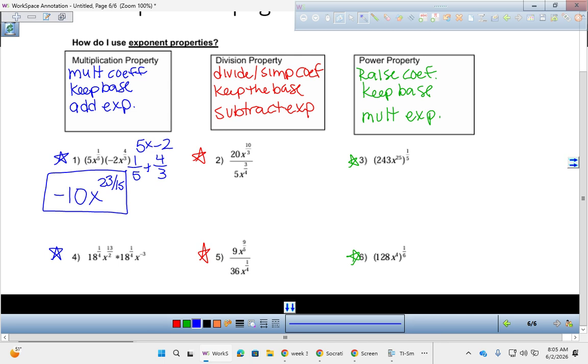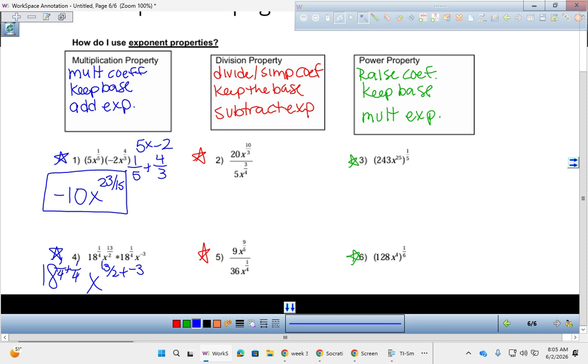All right? Now, what's different about number 4? Because that's multiplication too. Right, meaning it's not a coefficient, right? The base, he said, has an exponent. 18 is not a coefficient. If it's got an exponent on it, it's not a coefficient. So I'm not going to do 18 times 18. I'm going to keep 18 the same, and I'm going to do 1/4 plus 1/4. I'm going to keep x the same, and I'm going to do 13/2 plus, is that a negative 3?